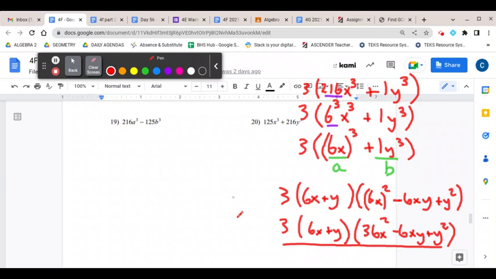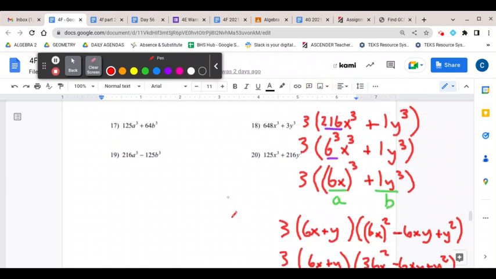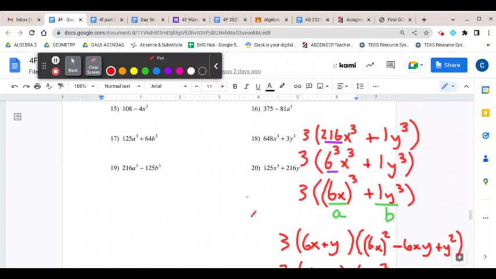Pause the video if you need to right now. I'm going to scroll back up for 1 second. All right. So I'm hoping, guys, that maybe this helps us see the steps a little bit clearer. So the first thing is we factored out our 3, which is our greatest common factor. All right. So that was our first step. We factored out our greatest common factor.